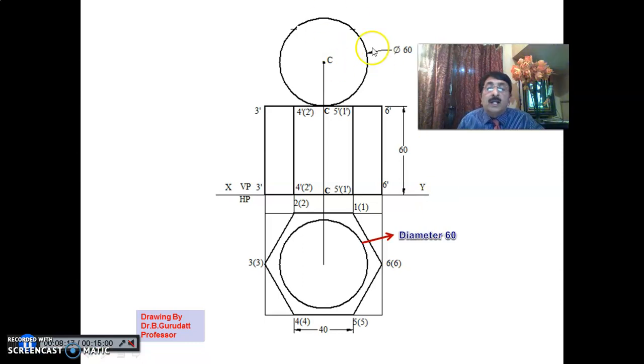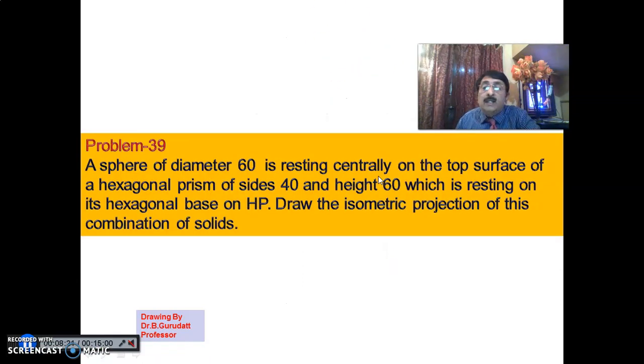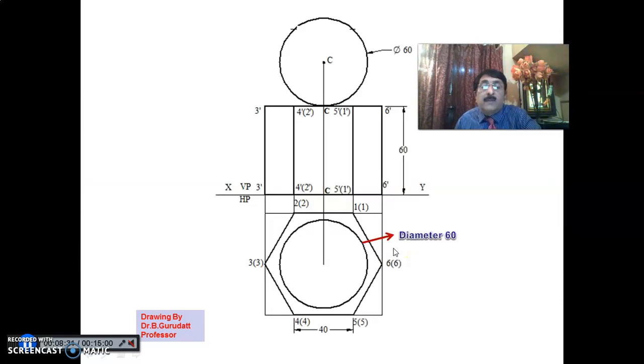they might give it this way also. A sphere of diameter 60 is resting centrally on the top surface of a hexagonal prism of size 40 and height 60, which is resting on its hexagonal base on HP. Draw the isometric projection. See here, it is resting on the hexagonal base, 1, 2, 3, 4, 5, 6, on HP.